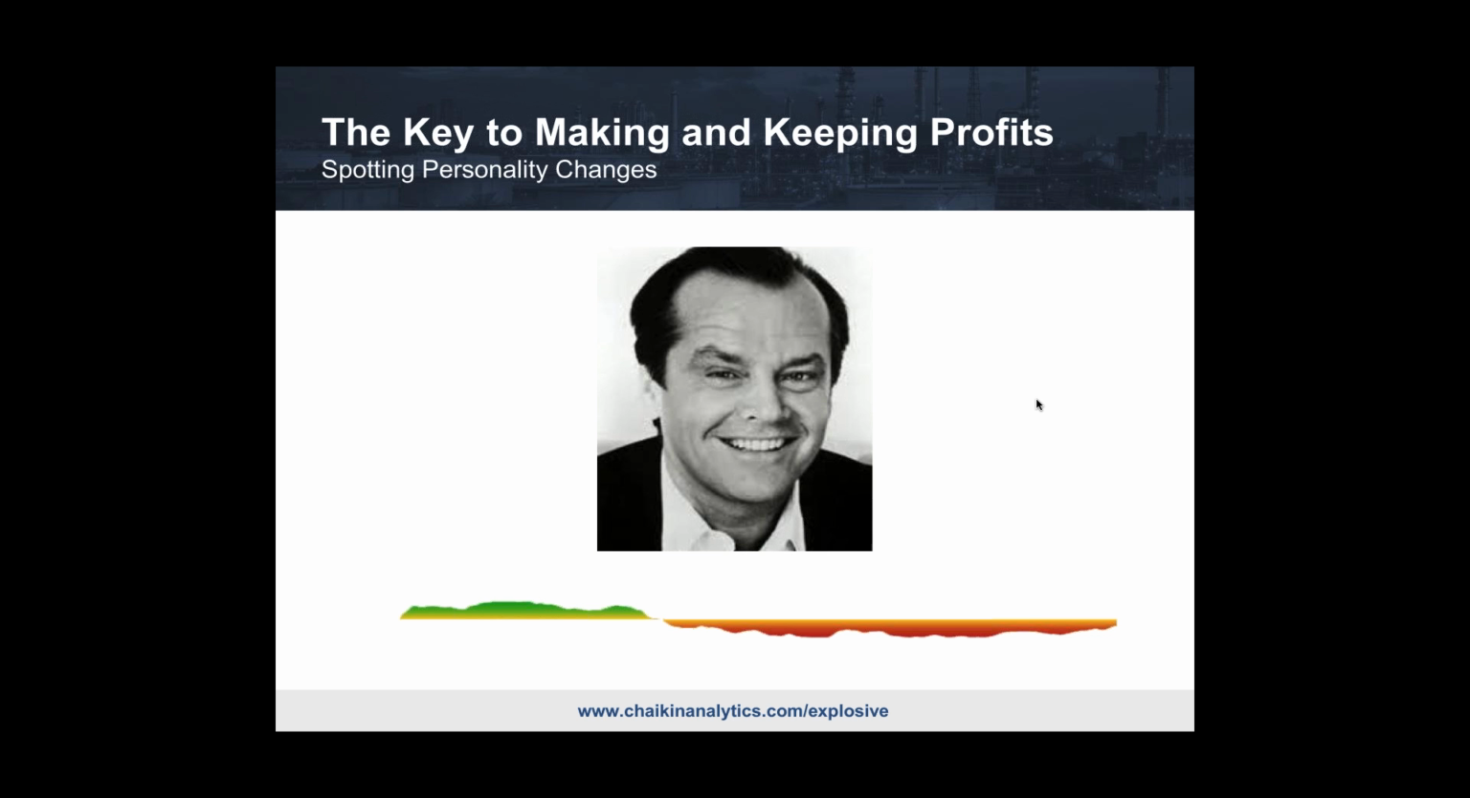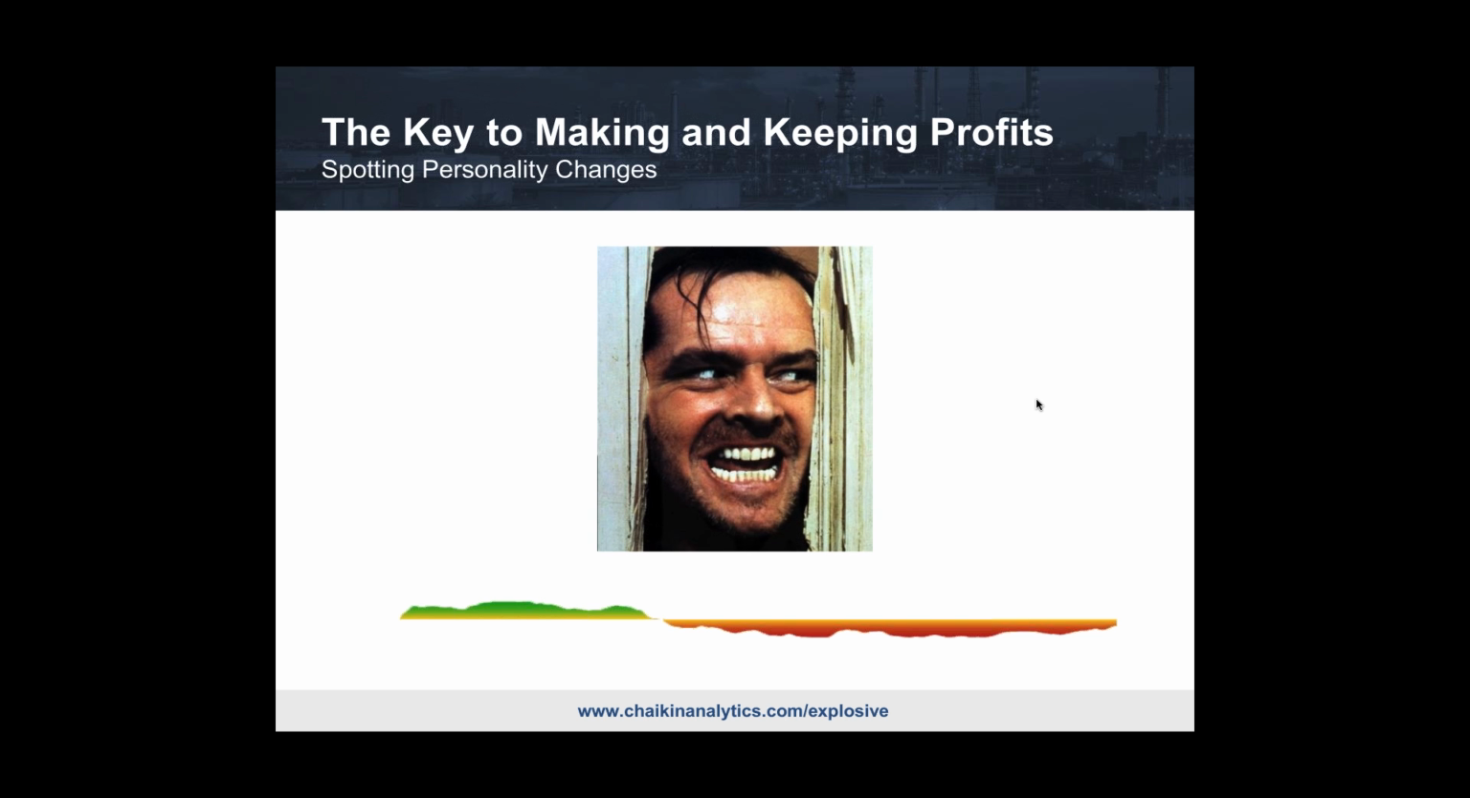So what is a personality change? Well, A, it's the key to making and keeping profits, and you have to learn how to spot personality changes. You don't want to be on the wrong side of that door when Jack Nicholson's coming through with the axe. We define a personality change as a stock that goes from outperforming the market to underperforming, or vice versa. So the relative strength indicator, this heat map, goes from red to green. That's a bullish personality. Green to red, it's a bearish personality change.